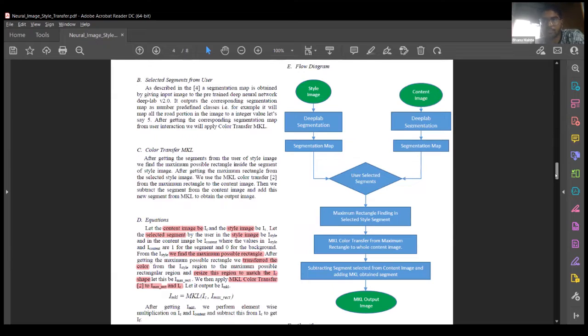So this is our flow diagram, wherein the user selects a style image, and there is one content image. We run a DeepLab segmentation model on it to obtain a segmentation map, wherein the user selects the segment of the content as well as the style image. And on the style image, we perform a maximum rectangle computation, in order to get the maximum rectangle which fits into the contour of the selected segment. The selected segment may be kind of zigzag or some other pattern. So we had to fit in the maximum rectangle in it, so that we can get the tonality of the color from it, and from that color we would transfer to the content image, where the user selects which part he would like to transfer the color to.